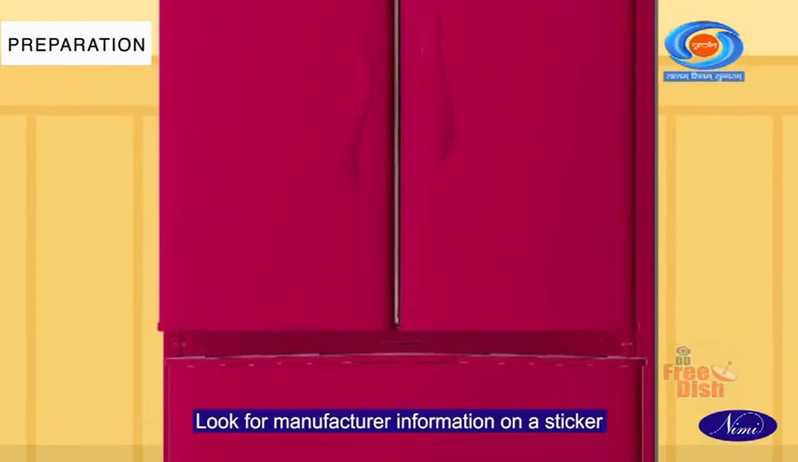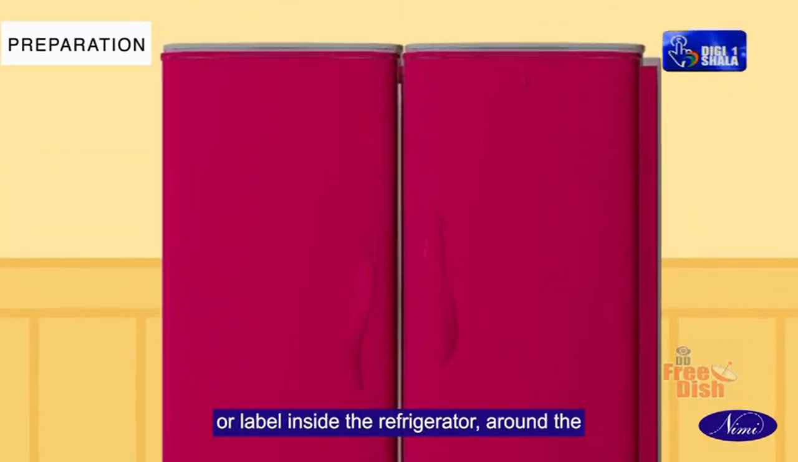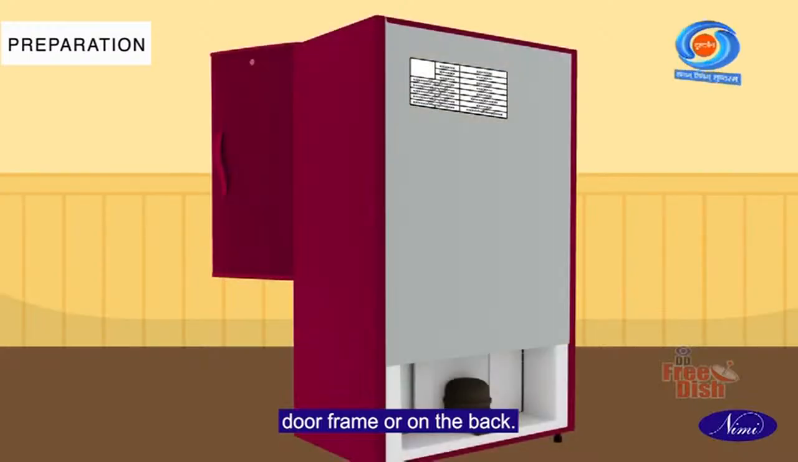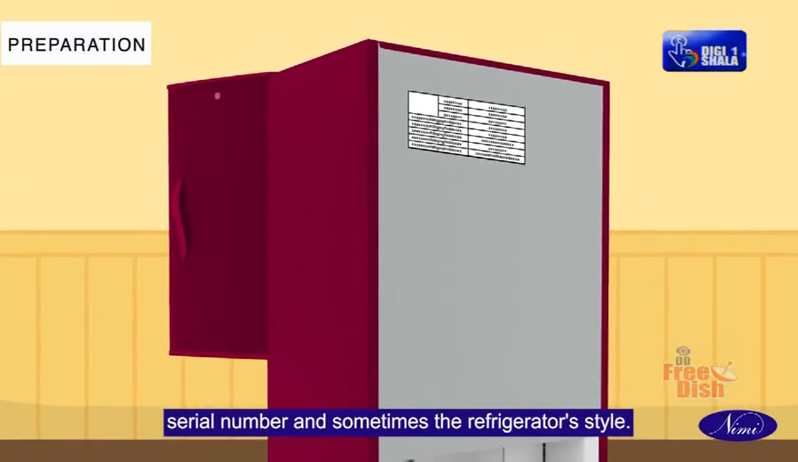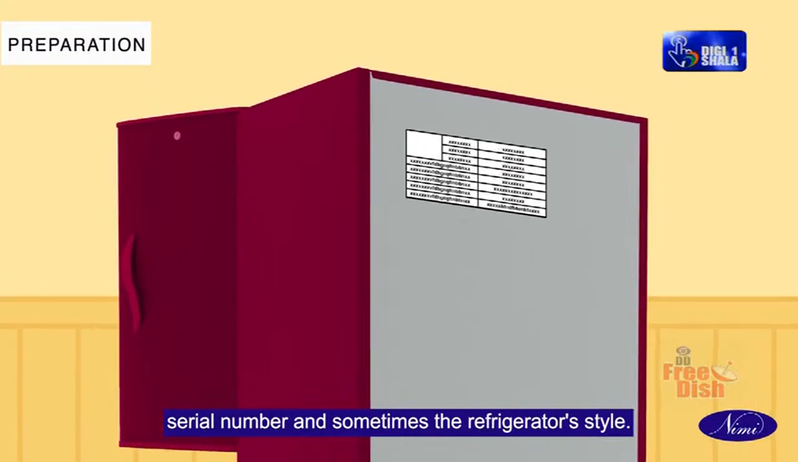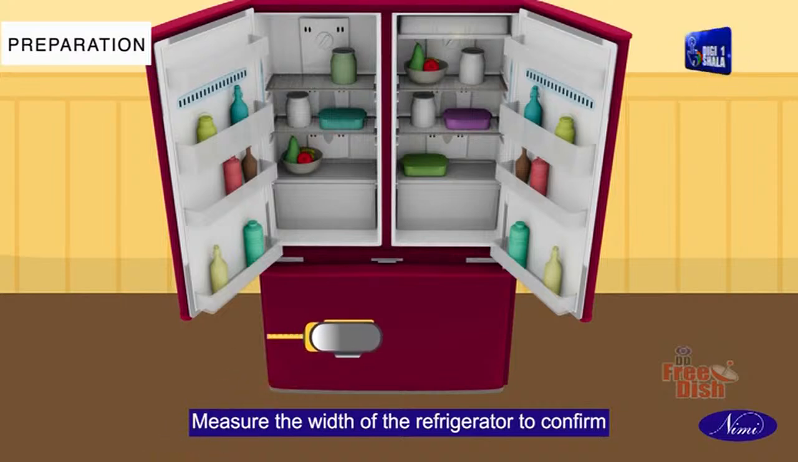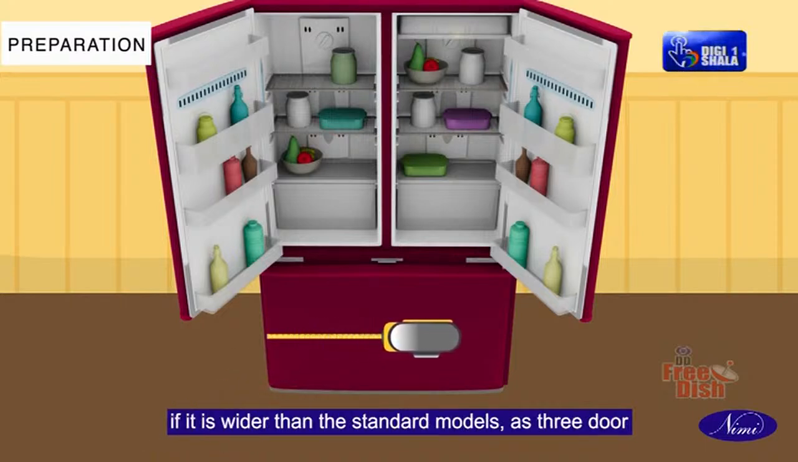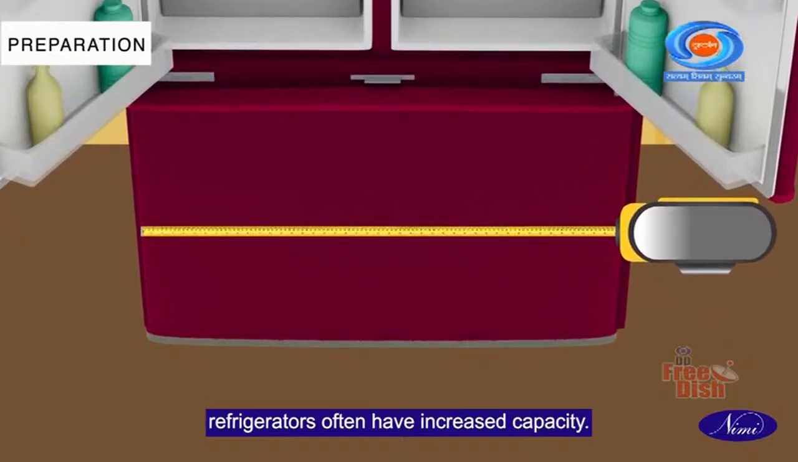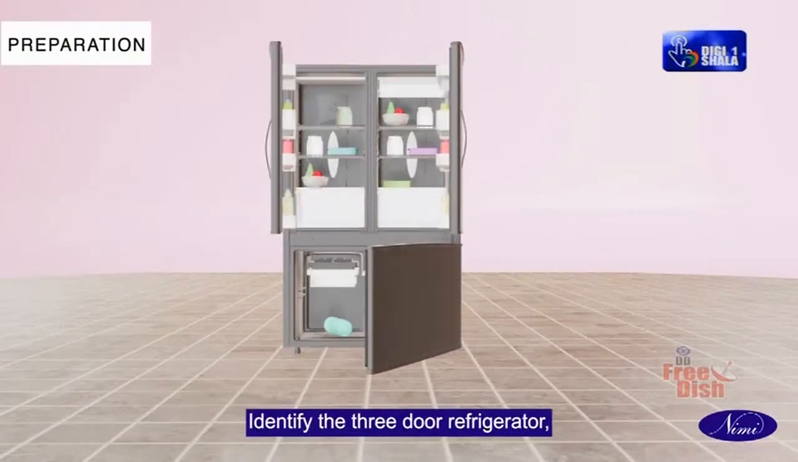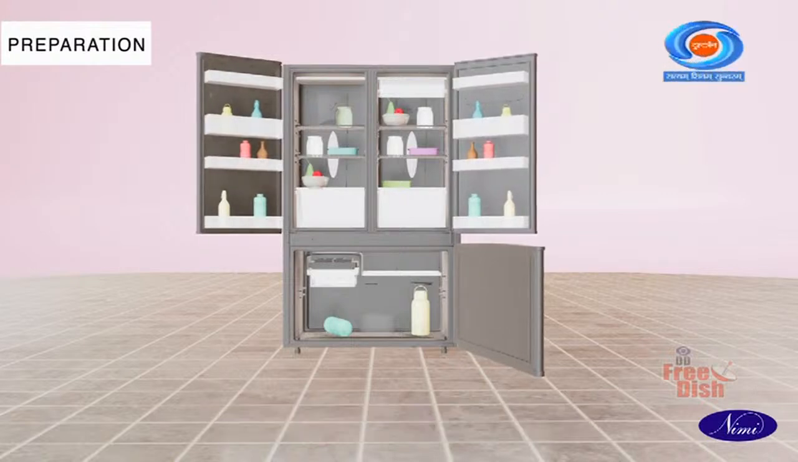Look for manufacturer information on a sticker or label inside the refrigerator, around the door frame, or on the back. This label typically includes the model number, serial number, and sometimes the refrigerator's style. Measure the width of the refrigerator to confirm if it is wider than the standard models, as 3-door refrigerators often have increased capacity. Identify the 3-door refrigerator, inspect its construction, and label the parts.